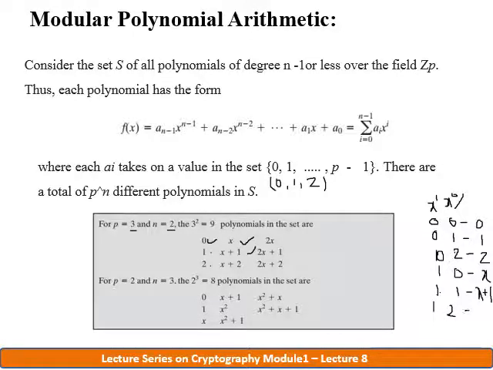How can I write this? Again x plus 2, x to the power of 0 into 2. X to the power of 0 means 1, and 1 into 2 gives 2. So this is another set. For the third combination, what can I have? 2 and 0. What polynomial can I derive from this? That is 2x.